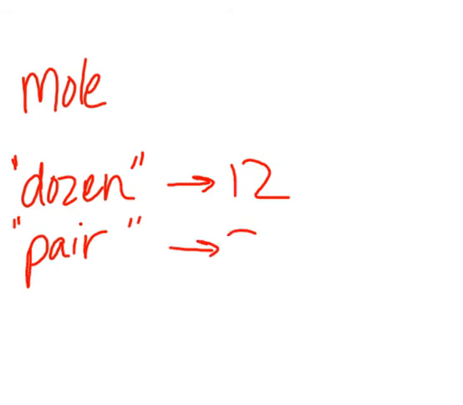Alright, this video is on the mole. A mole is a unit, and it's a word that we use to associate with a number. If I was to tell you dozen, the word dozen is associated with the number 12. If I said pair, that word is associated with the number 2.